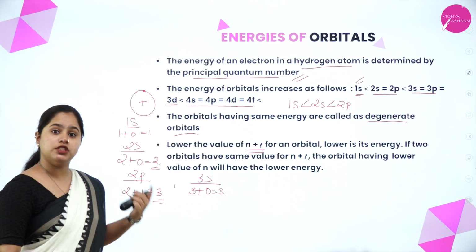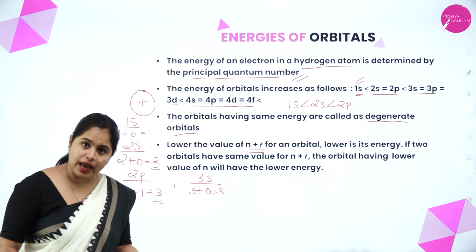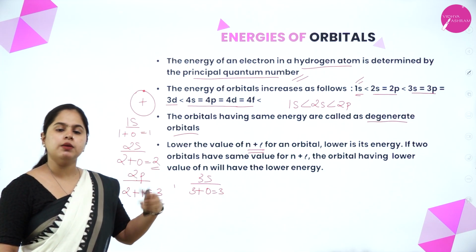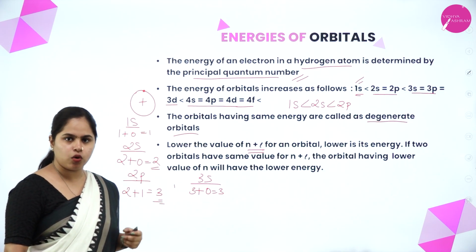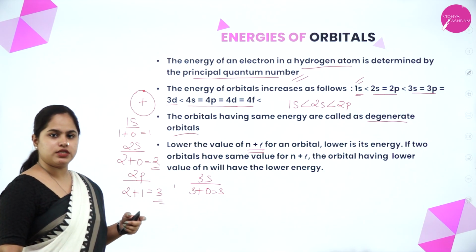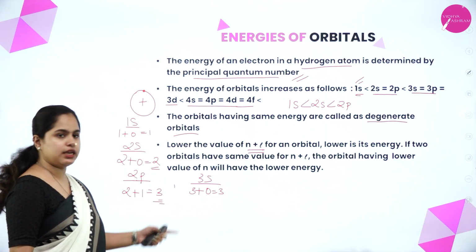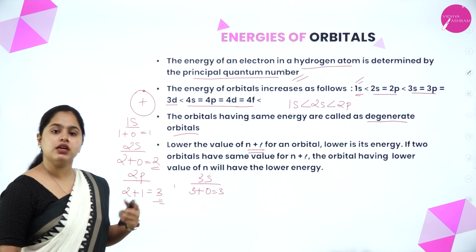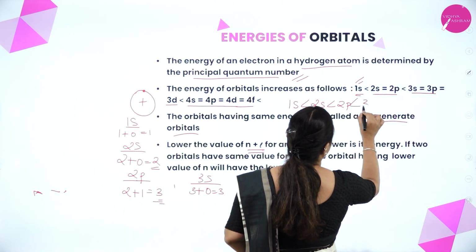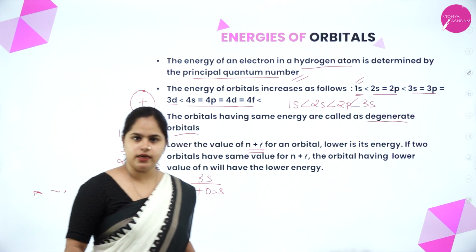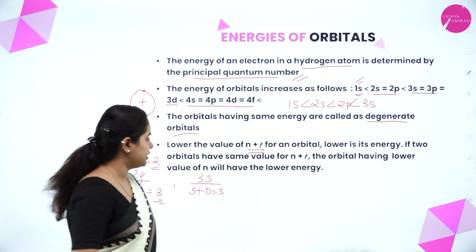The one which is having the higher n value will be having more energy. The one which is having the lower n value will be having lower energy. So out of 2p and 3s, which is having the higher n value? It is 3s, right? So 3s will be having higher energy. Yes, it is clear. So then comes 3s. Clear? Now let's consider 3p.